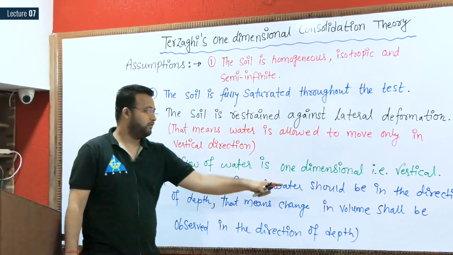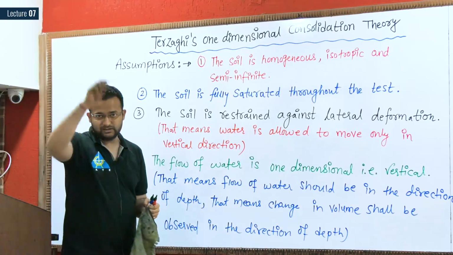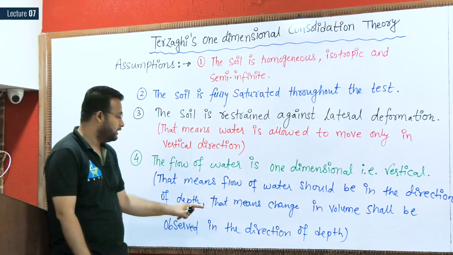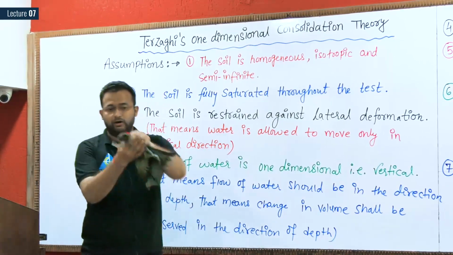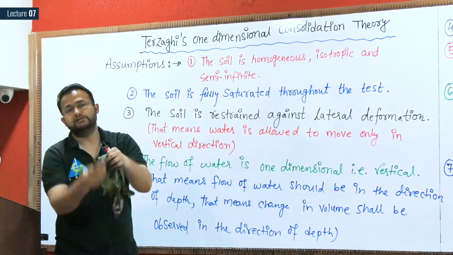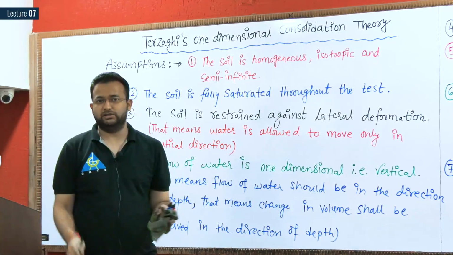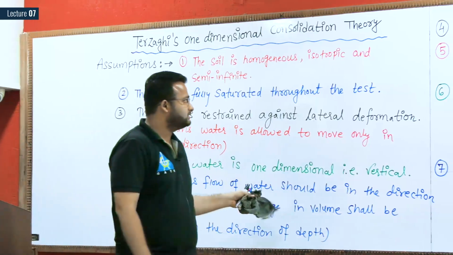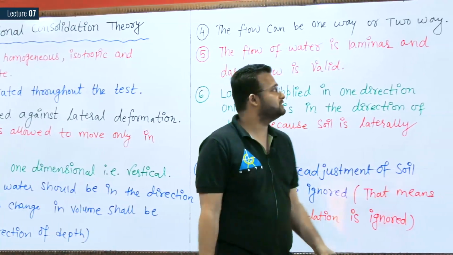That means flow of water should be in direction of depth. In the direction of depth means in vertical direction water will flow. That means changes of volume shall be observed in the direction of depth. Whatever changes will be observed shall be observed in the direction of depth, not in the direction of lateral dimensions. So this also we have discussed. The flow can be one way or two way, that we have discussed.